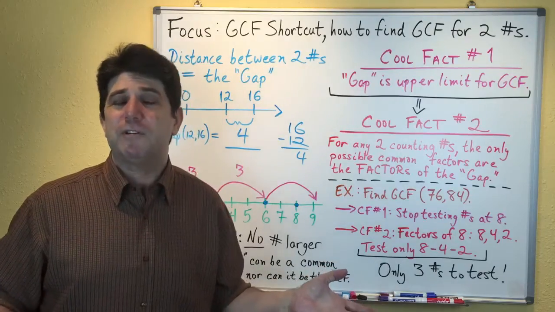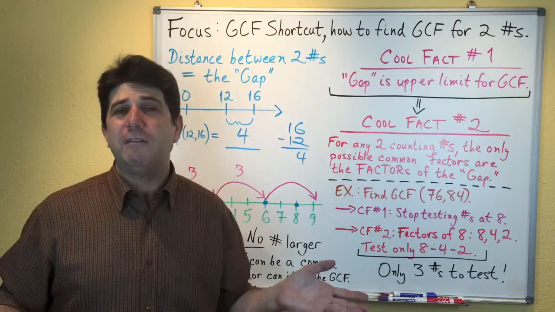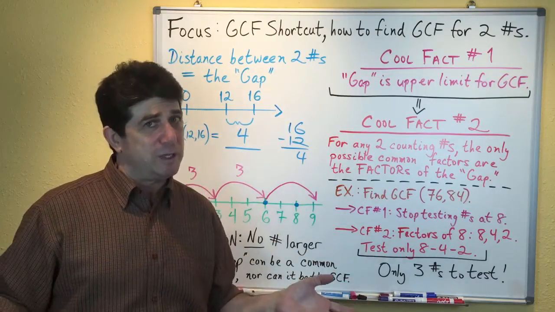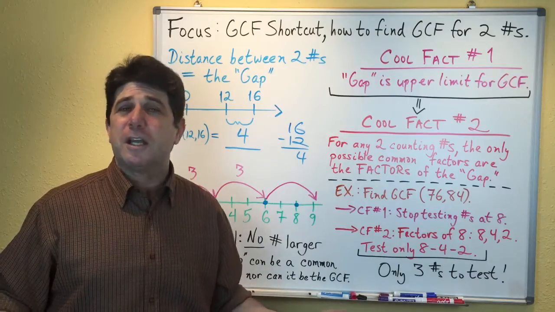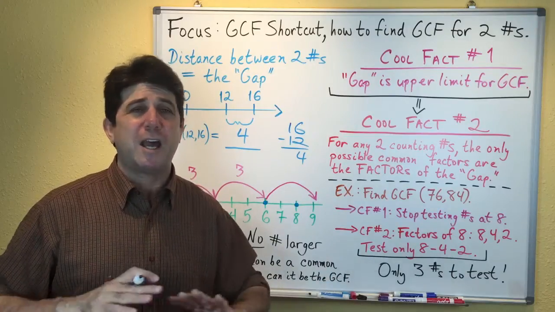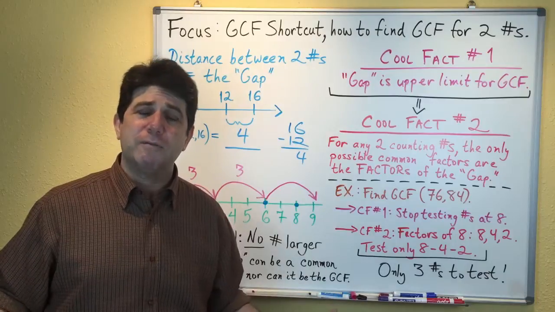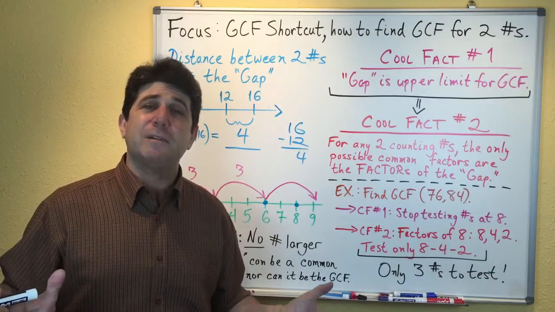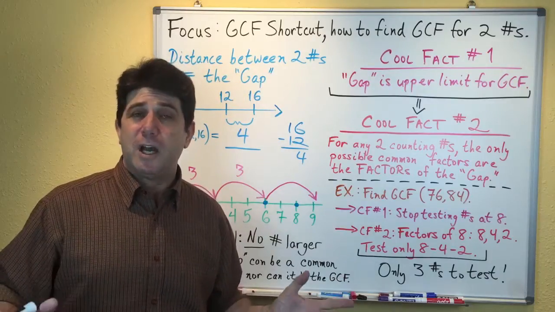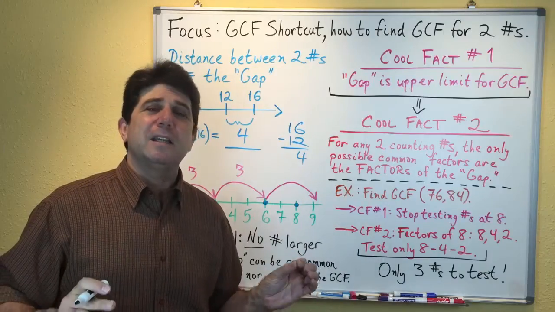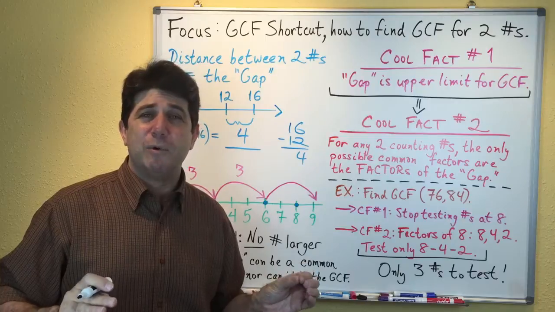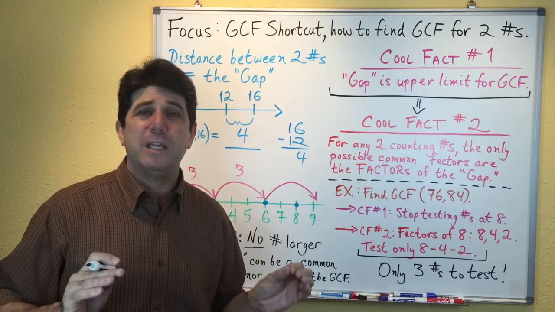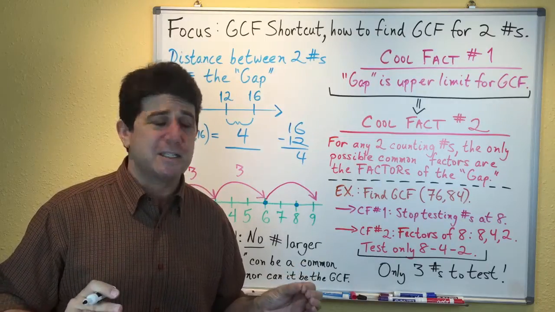So if the numbers, for example, are 65 and 85, the gap would be 20, because 85 minus 65 is 20, and you say to yourself, I'm not going to check any numbers greater than 20. That's as high as I'm going to check when I'm looking for the GCF. All right, so that in itself is kind of nice, right? You have an upper limit now. But the thing is, it gets even better. The gap gives us even more information about how we can limit the group of numbers we need to test. And here's how.